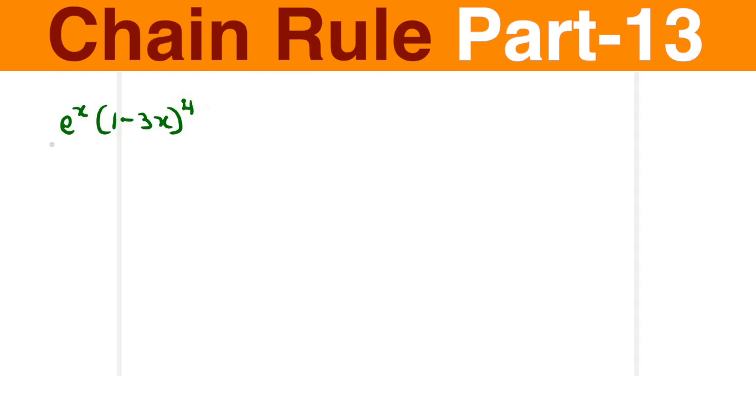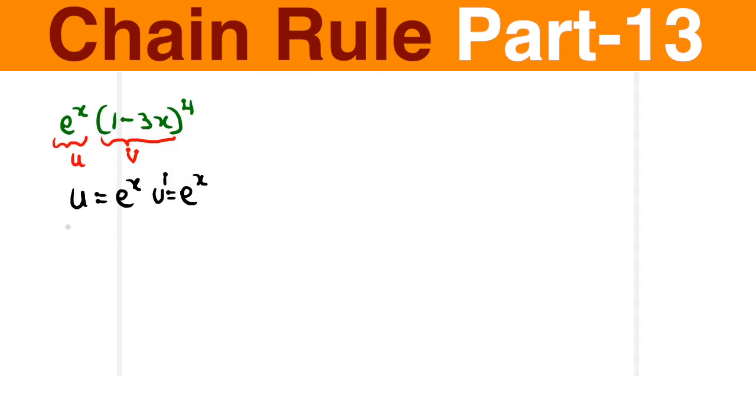So I'm going to treat this as a UV function. So here the u is going to be e power x. The (1 minus 3x) the whole power 4 is going to be treated as v. So let us calculate the u and u dash, the v and v dash. So u is equal to e power x, which means u dash is also equal to e power x.